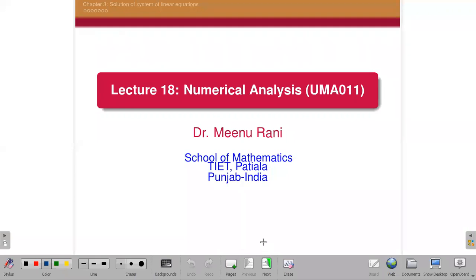So we have discussed one question also on the scale partial pivoting. So now we will discuss one more question on scale partial pivoting. Then we will come to our LU decomposition.